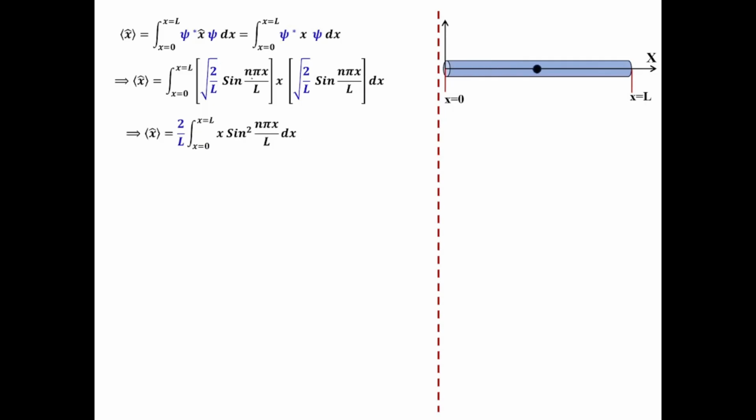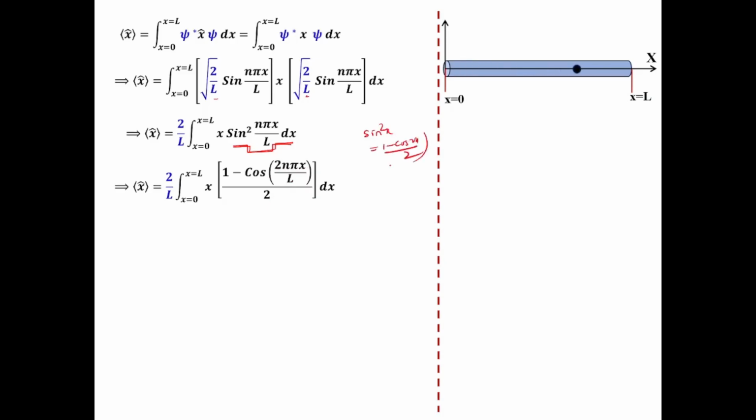That implies root over 2 by L times root over 2 by L, so it will be 2 by L taken outside of this integration, 0 to L dx, sine n pi x by L times sine n pi x by L, so it will be sine square n pi x by L dx. 2 by L integral 0 to L sine square n pi x by L can be written as 1 minus cos 2n pi x by L, all divided by 2, because we know that sine square x can be written as 1 minus cos 2x by 2, right? So only for that, sine square n pi x by L can be written this way, right?